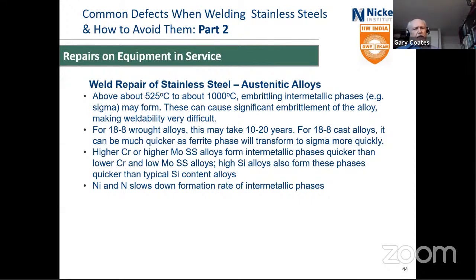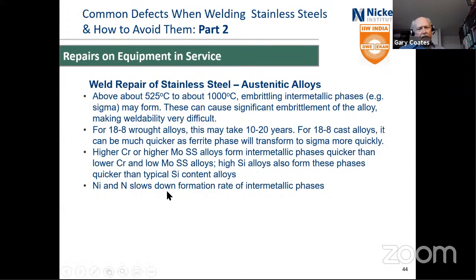The welds in cast material will typically embrittle faster than the wrought material because the ferrite phase there will form the sigma phase, which is the embrittling intermetallic phase. The higher chromium, higher molybdenum stainless steels form the intermetallics quicker. So you do have to be concerned a bit about this when you're dealing with some high temperature alloys, high silicon alloys also, which are very rare in industry.